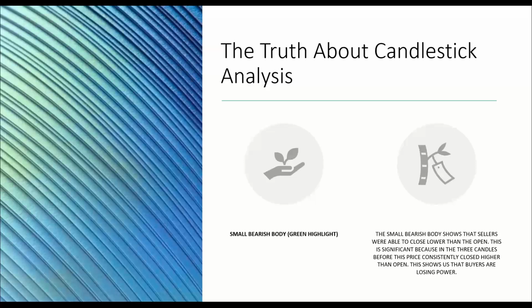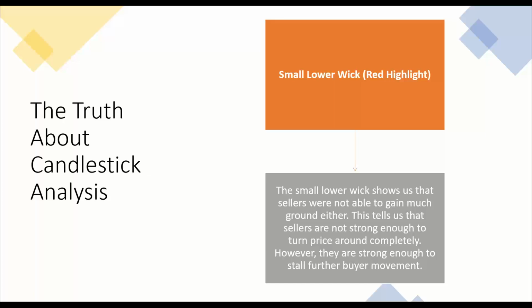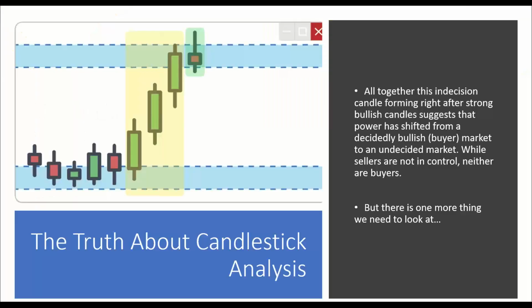So we have a small bearish body, and the small bearish body shows that the sellers were able to close lower than the open. This is significant because in all three candles before, the price consistently closed higher than the open. This shows us that the buyers are losing their power. We had a small lower wick. The small lower wick shows us that the sellers were not able to gain much ground either. And this tells us the sellers are not strong enough to turn price around completely. However, they are strong enough to stall further buyer movement.